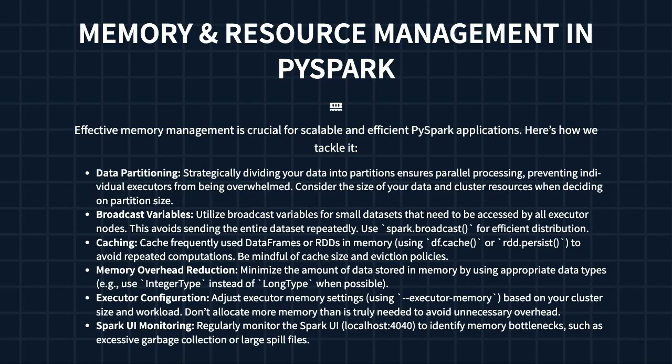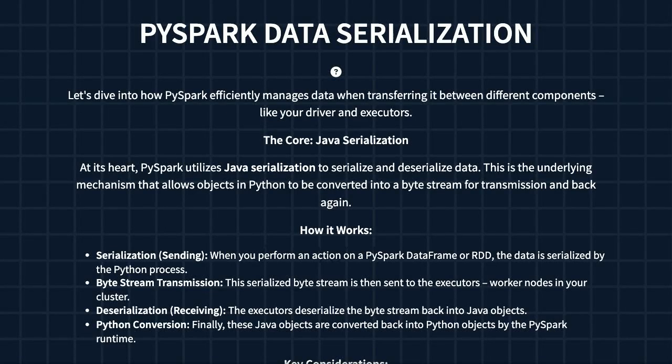Caching comes in when you're reusing data repeatedly. It's like keeping a handy reference sheet around. And finally, adjusting how much memory each team member, each executor, gets. That's executor configuration. Don't over-allocate resources. Checking the Spark UI is super helpful for spotting any bottlenecks, so you can adjust things and keep your PySpark jobs running efficiently.